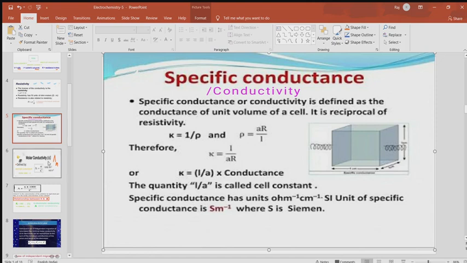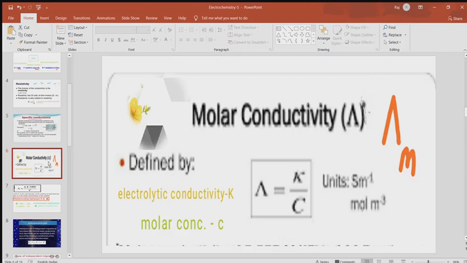Then the next topic is molar conductivity. Molar conductivity is denoted by lambda with a small m below it. What is molar conductivity? The electrolytic conductivity is not suitable for different solutions, because different solutions may have different concentrations and hence contain different numbers of ions.